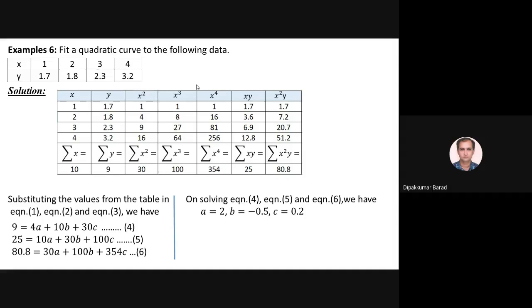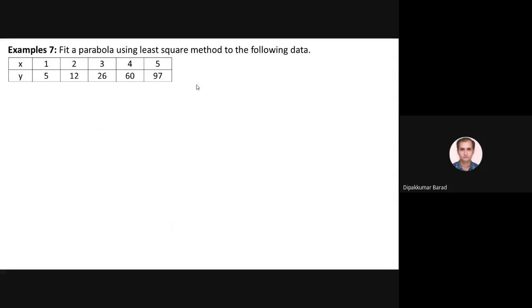Now, example. So here, once you find out a, b, c, you get the y. Example number 7. Fit a parabola using least square method for the following data.